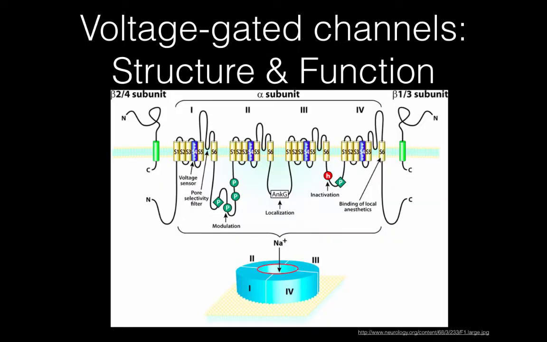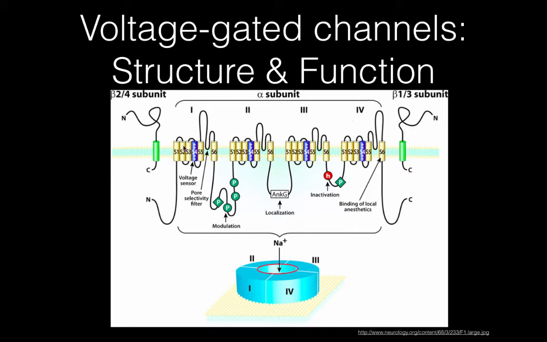For instance, here is an example of a voltage-gated channel. That means that it opens and closes and changes shape in response to changes in the voltage or potential of the neuron. This particular voltage-gated channel is a sodium voltage-gated channel. You can see here that there are beta subunits that flank the main alpha subunit that has 4 domains.